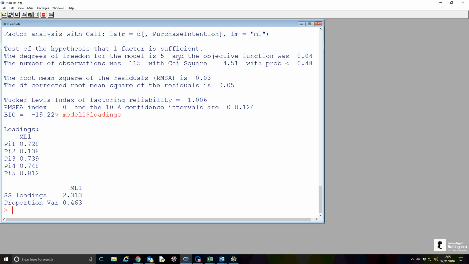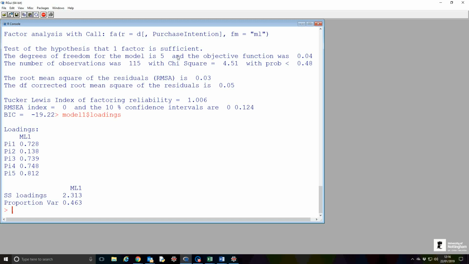Now, the proportional variance may seem a bit low at 46% essentially, but actually in social sciences, anything over 40% is a good start. And depending on the scale, you might get lower or higher. And other things play a role in terms of variance. So the sample size that you have, the actual number of items that you are factor analyzing, the distribution of these items, and so on and so forth.